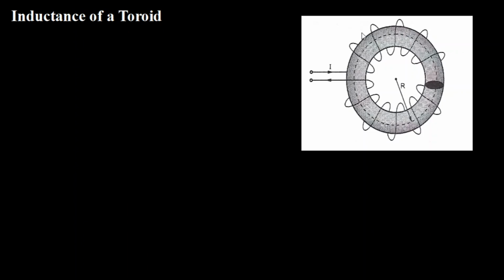So, if you have a core material with some permeability in the shape of a ring, and you wind a current carrying conductor over this, you will get a toroid. The best way to visualize a toroid is the solenoid which we have seen in the previous video. You just take that solenoid, and if you bend that into the form of a ring, then it gives me a toroid.